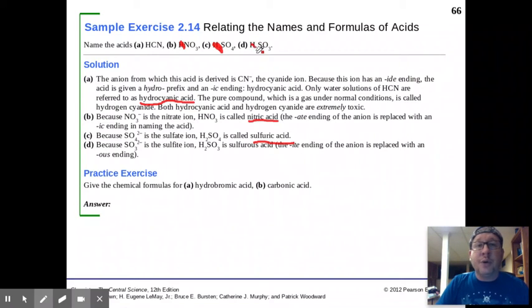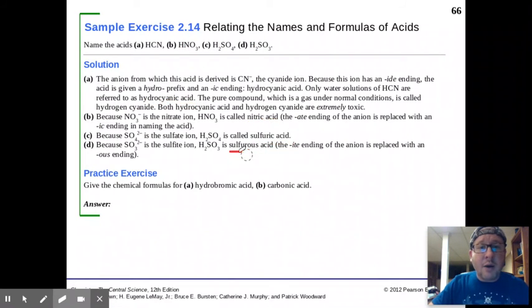And lastly, H2SO3. Now we have SO3, one less oxygen than the previous one. According to our rules from section 7, that means our ending is going to be the ITE ending, sulfite. The ITE ending, as we saw a slide or two ago, gets replaced with OUS acid. And again, you might want to call this sulfous acid, but that is not the case, because we're still dealing with sulfur. It's sulfurous acid. So H2SO4 was sulfuric acid because it has the sulfate ATE ending. H2SO3 is sulfurous acid. The ITE gets removed, replaced with OUS acid. All right, I'm going to erase these here.